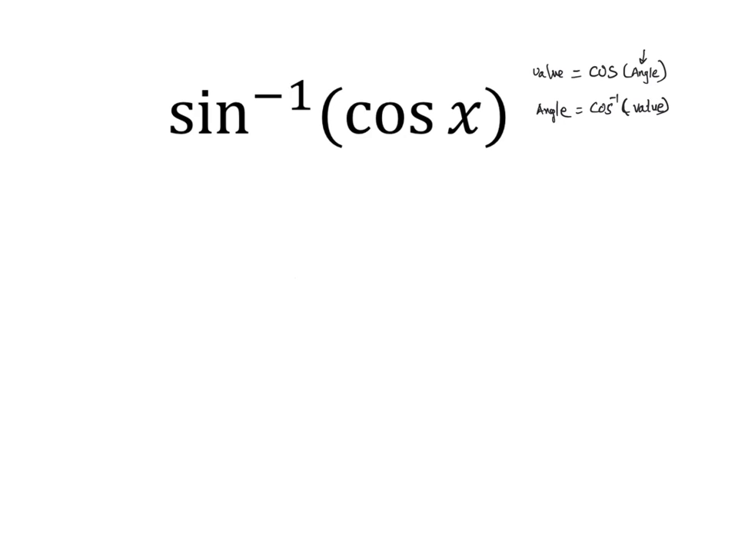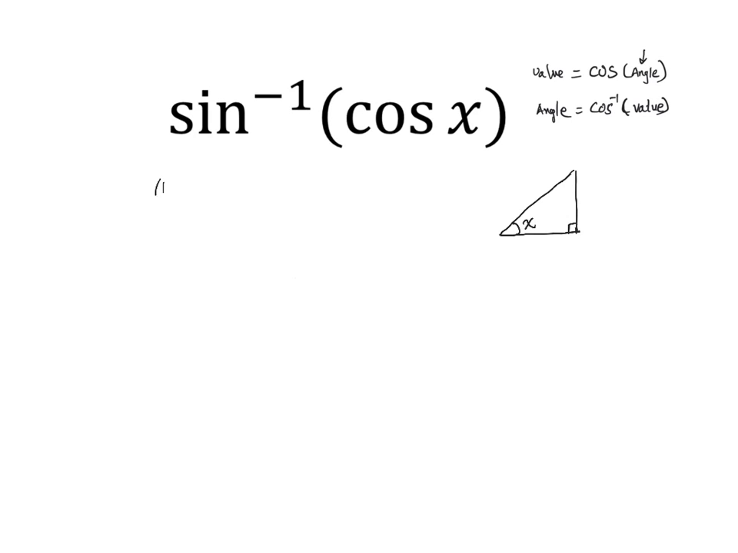So first of all, I recognize in the inside part, the cosine x must be an angle. That's what I would suggest you to think of. So think of x as an angle. So I'm going to draw a right triangle. This is my x. It is an angle.